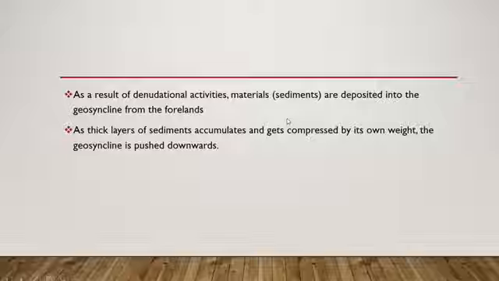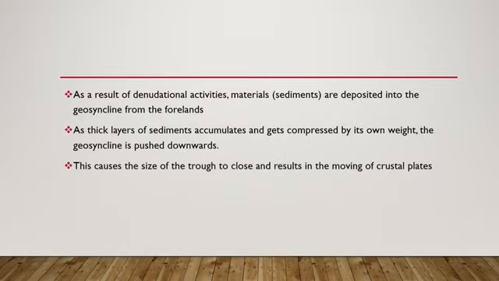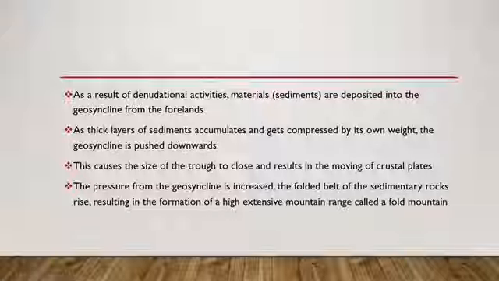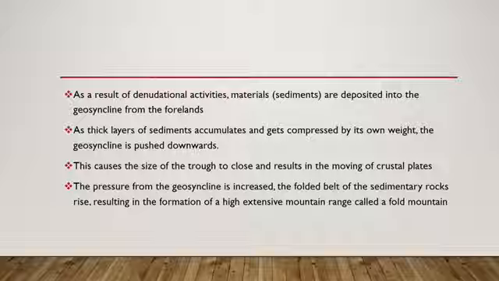Now, these sedimentary rocks begin to accumulate, compress, and then gain more weight. When they gain more weight, they cause the geosyncline to sink in more. And once the geosyncline begins to sink in more, it pushes the forelands towards each other to form a crumpling within the geosyncline that we call fold mountain. And so the thick layers of sediment accumulate and get compressed by their own weight, and this causes the geosyncline to be pushed downwards. And once the geosyncline is pushed downwards, compressional force begins to act on it and causes the formation of young fold mountains that we have.